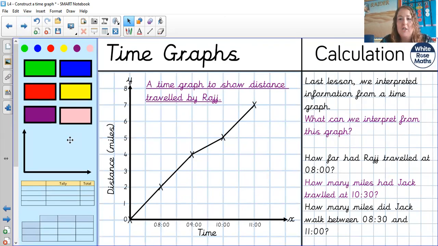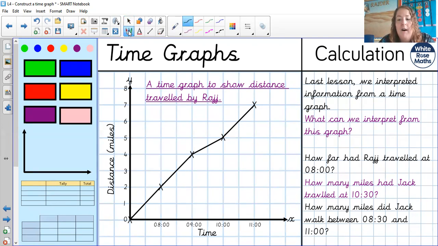Last lesson, as I mentioned, we had a look at interpreting information from a time graph. So what can we interpret from this graph? We can see both the X and the Y axis. Time is written on the X axis, at the bottom, which is 8, 9, 10, and 11 o'clock. Up the Y axis, we can see distance in miles. And it says it's a time graph to show distance travelled by Raj. Okay, let's have a look at the questions, just to recap what we did on Monday's lesson.